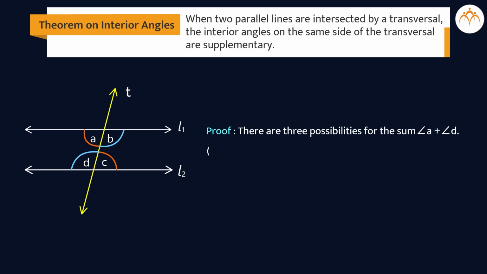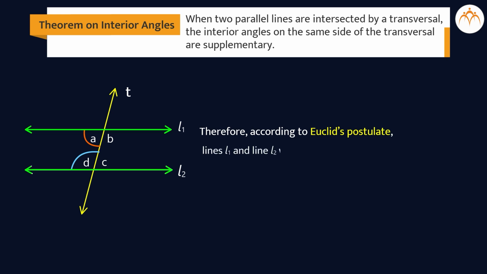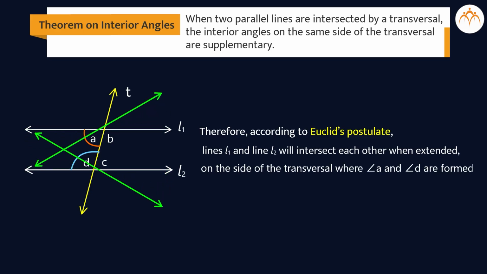First, the sum angle A plus angle D is less than 180 degrees. Second, the sum angle A plus angle D is greater than 180 degrees. And third, the sum angle A plus angle D is equal to 180 degrees. Let's assume that the first possibility, that is, the sum of angle A plus angle D is less than 180 degrees, is true. Therefore, according to Euclid's postulate, line L1 and line L2 will intersect each other when extended on the side of the transversal where angle A and angle D are formed.